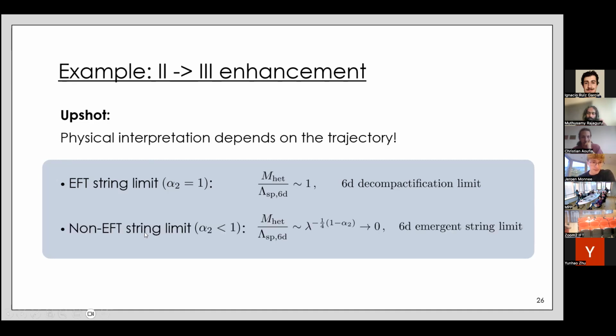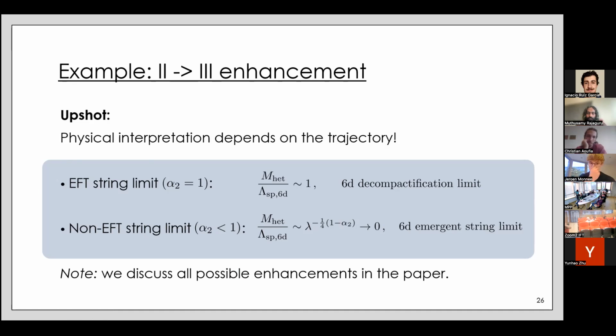On the other hand, for a non-EFT string limit, by which I mean when alpha 2 is strictly less than 1, this ratio does go to 0 in the limit. So also the heterotic string becomes light in 6D Planck units. And so we would say this should be interpreted as a 6D emergent string limit.